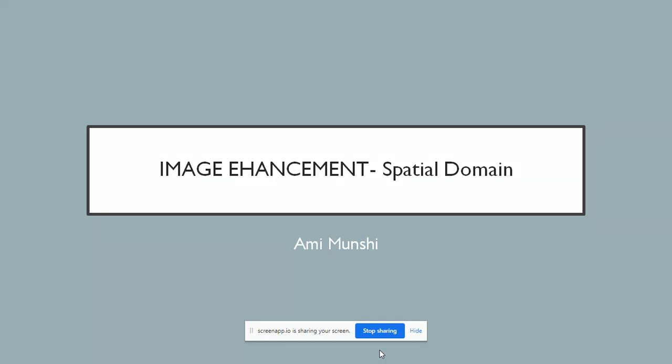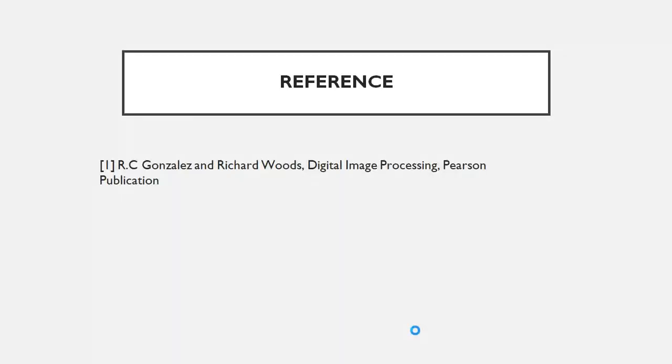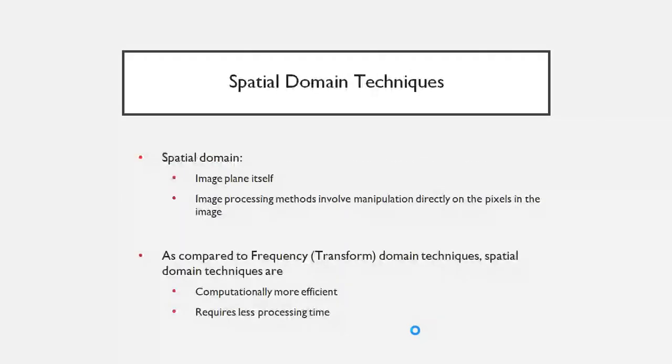Hello all, and welcome to this next video in the segment of image enhancement, where we are going to see some of the techniques of image enhancement in spatial domain. So here basically I will tell you the concept of point processing technique and neighborhood processing technique under spatial domain. So this is the book that we are referring to.